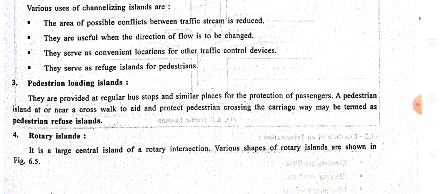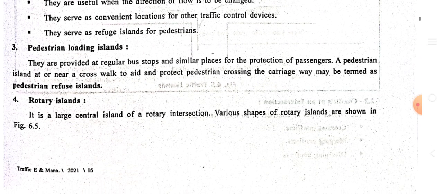Now third one is a pedestrian loading island. So this type of island is provided at a regular bus stop and similar places for the protection of the passengers. So a pedestrian island at or near the crossway that protects the pedestrians crossing the carriageway may be termed a pedestrian refuge island. So this type of island is generally used for waiting purposes, waiting for the bus or waiting for the auto, etc. So this type of island is used for the safety of the passengers.